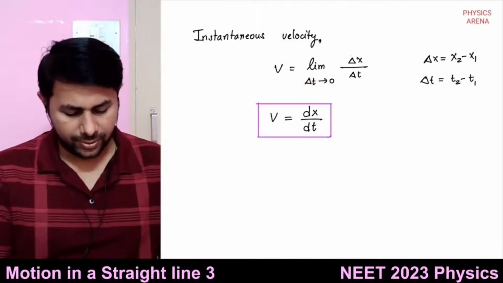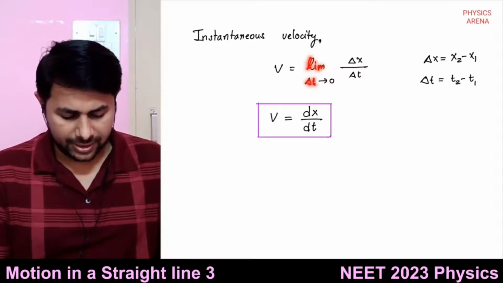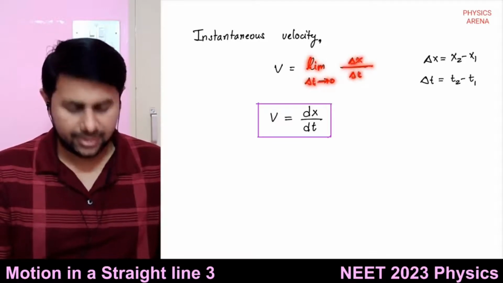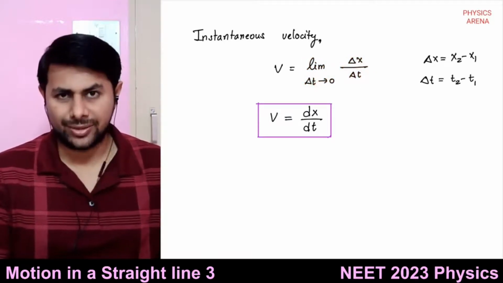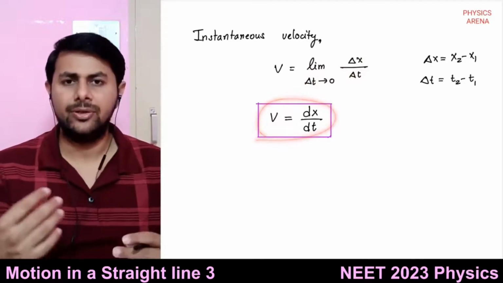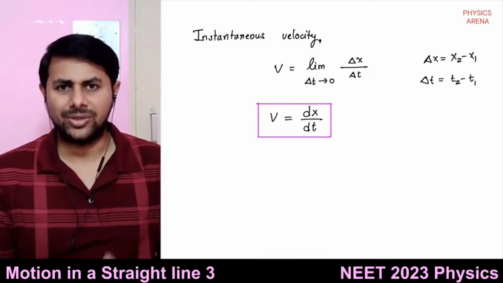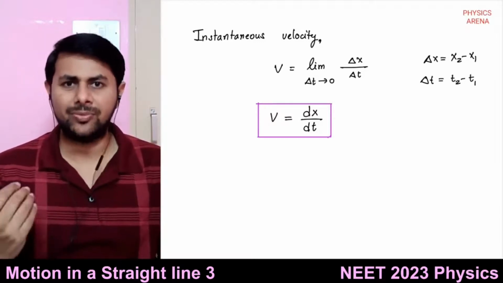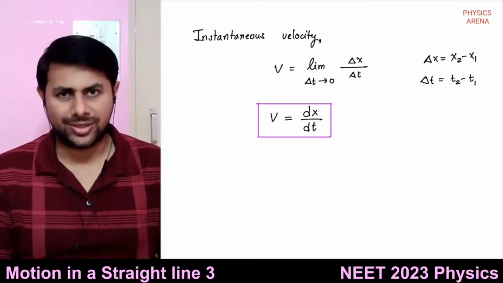So we write it like this: limit delta t tends to 0 of change in x divided by change in t, where the change in t is almost 0. And it is known as the derivative of position with respect to time. So the derivative of position with respect to time gives you what? It gives you the instantaneous velocity.